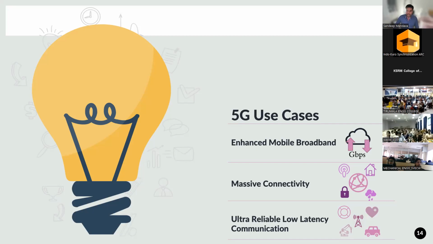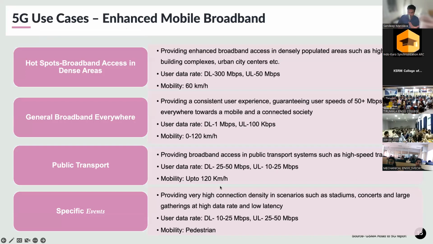So enhanced mobile broadband, as the name says, is basically high data transfer kind of use cases. When you have high data transfer needs like Netflix or Disney Plus or Hotstar, or any of those kind of use cases, you need higher data to be transferred. So any use case that involves higher data transfer is called an eMBB use case. And that's basically at any speeds.